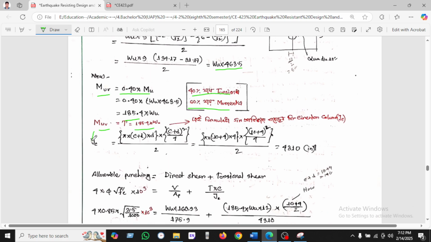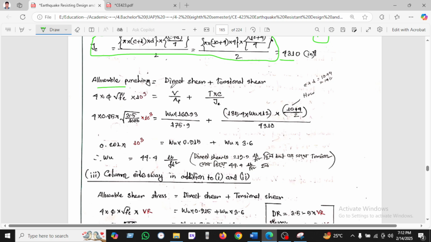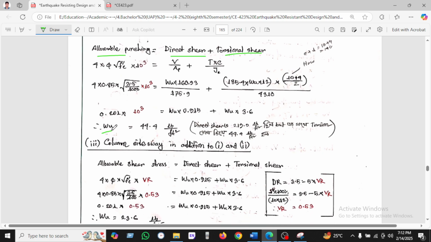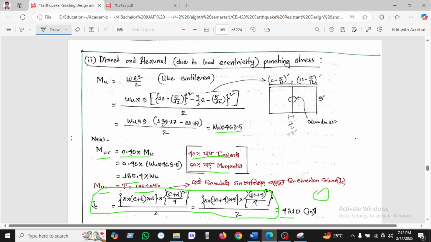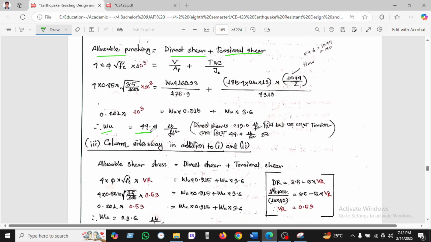Okay, so JG. This JG was invented by Professor Dr. Interva Anam for a circular column, and this column will be circular. We will use this JG and found this value. And for the allowable punching into direct shear and torsional shear we can use this formula, and in back calculation we will use W as 44.44. When using direct and flexure, we have found 44.